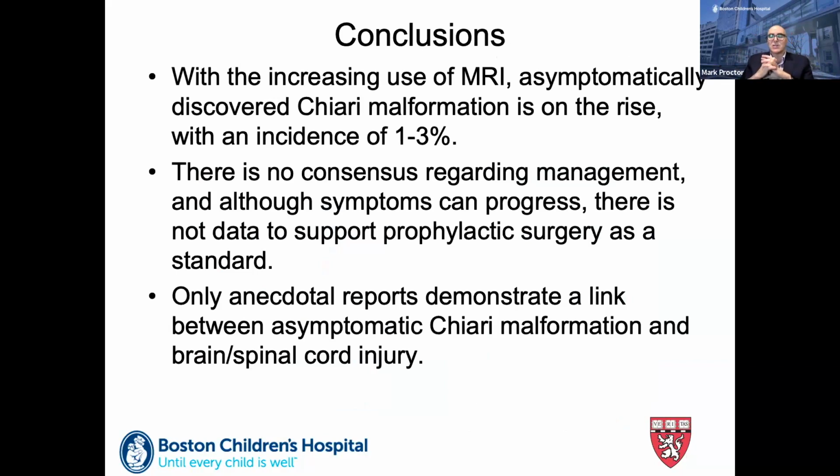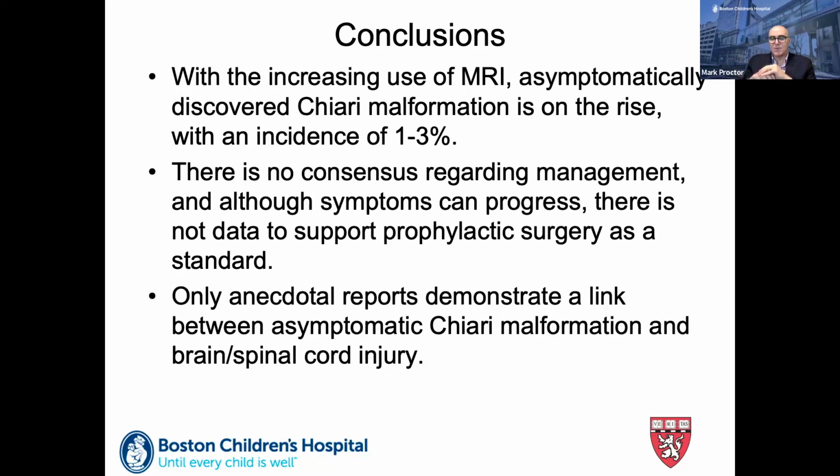So in conclusion, and so we can move on to questions, with the increasing use of MRI, asymptomatically discovered Chiari malformation has definitely been on the rise. And now we know the incidence is sort of 1%-ish in adults and probably more than 3% in kids. There's no absolute consensus on how to manage it. And I'd say, yes, symptoms can progress. If they do progress, you can have surgery, but there's no data to support prophylactic surgery.